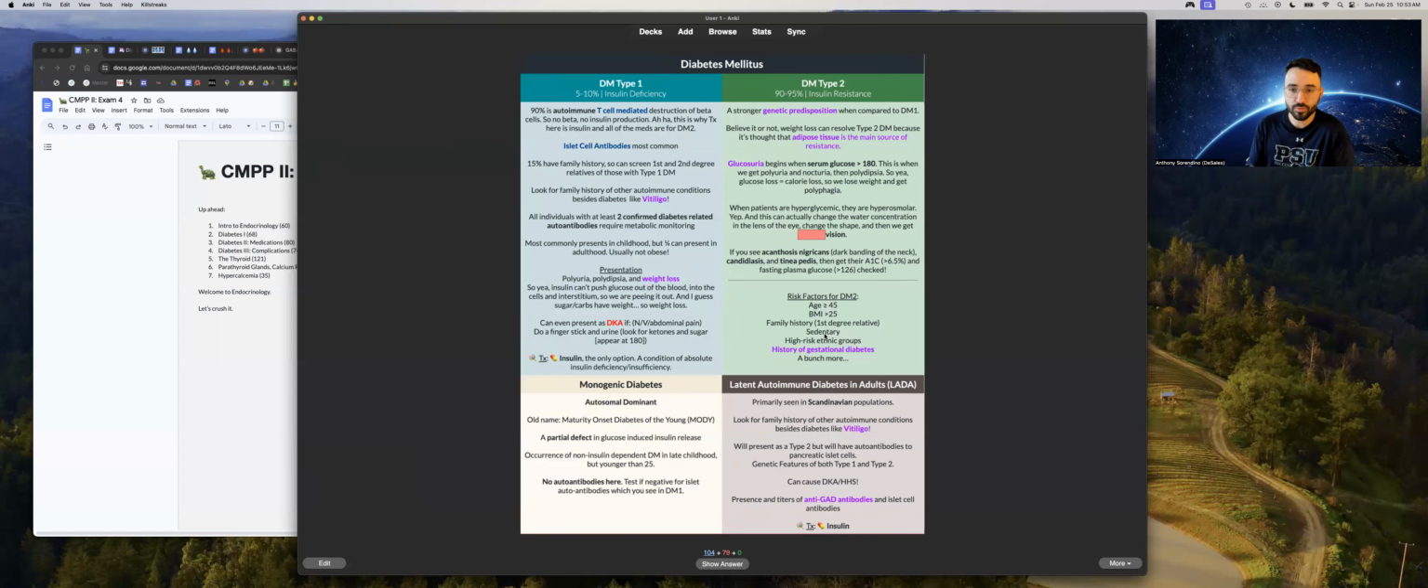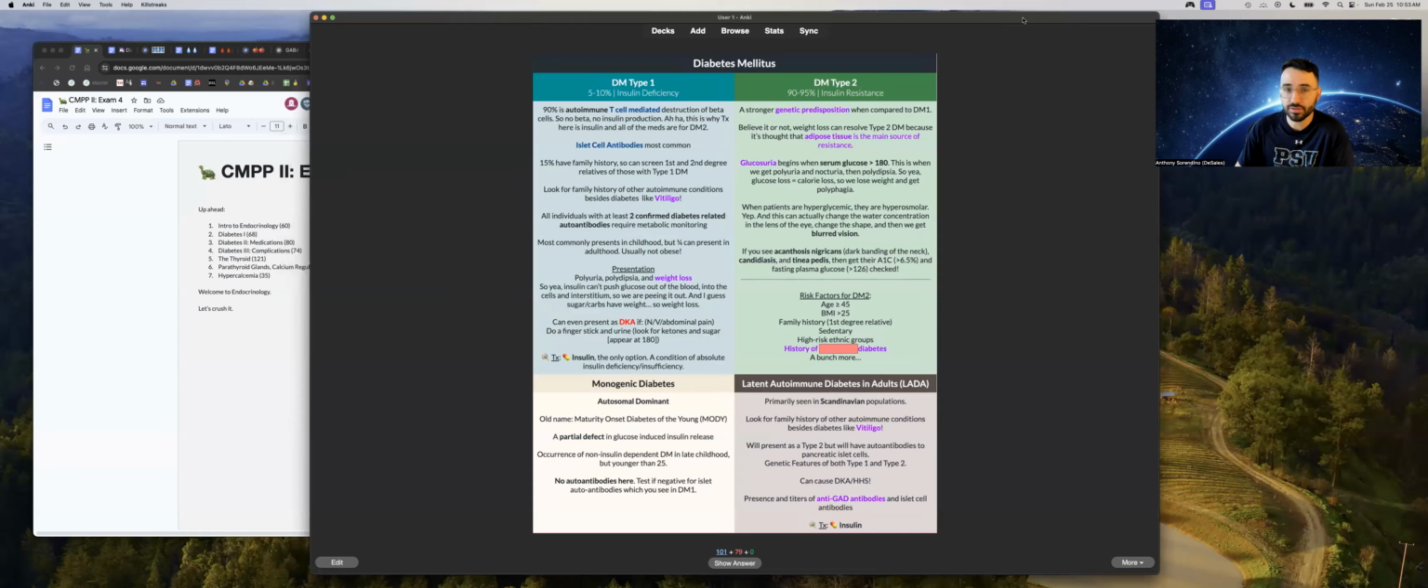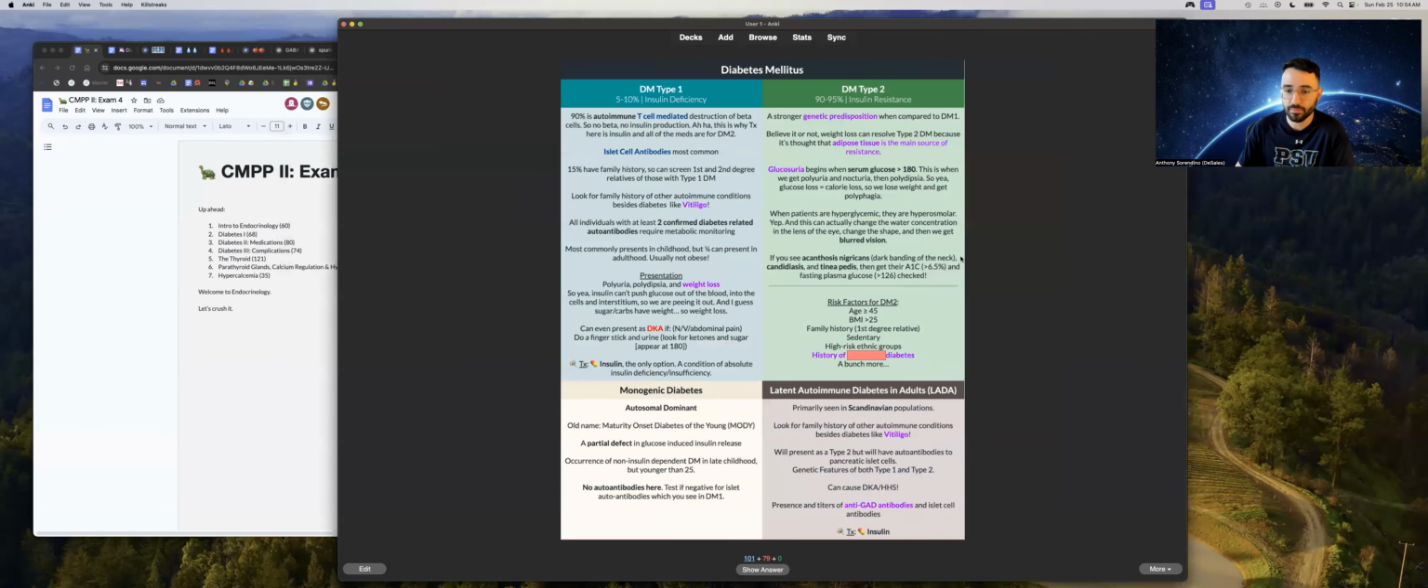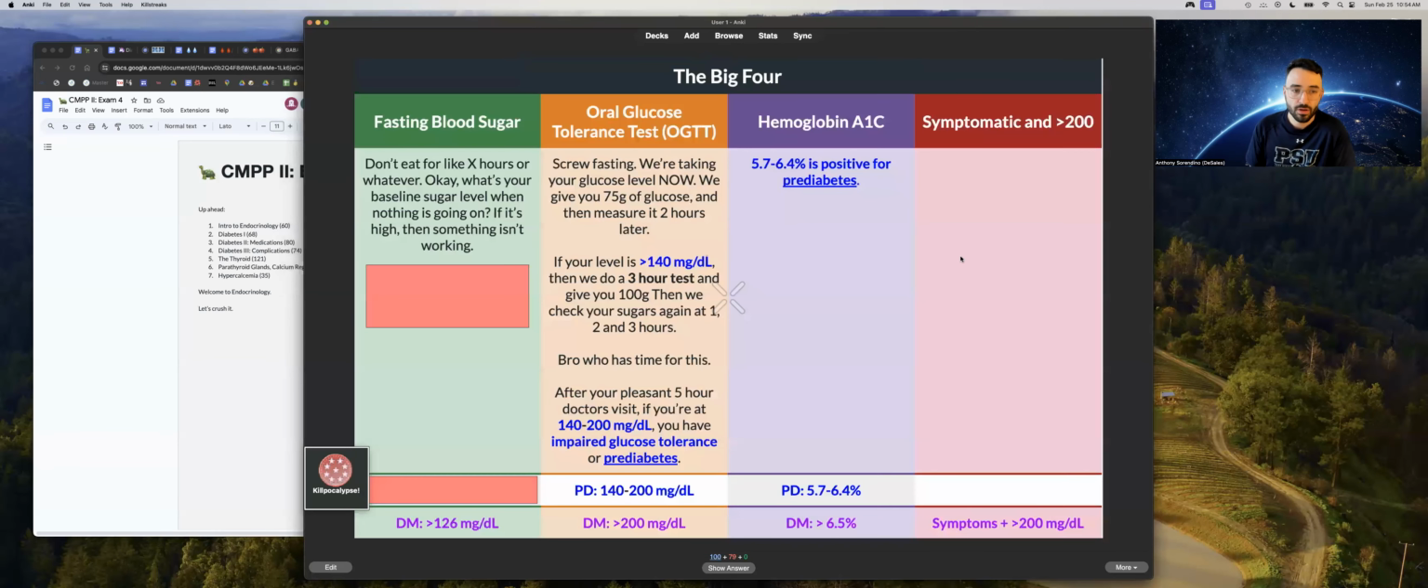We get blurred vision with DM type 2. Yeah, we sure do. Look for a history of other autoimmune conditions with DM1. All individuals at least require metabolic monitoring. History of gestational diabetes sets you up for DM type 2. Yep, sure does. Fasting blood sugar. So what is our pre-diabetic level for fasting? Got to be 100 to 125.